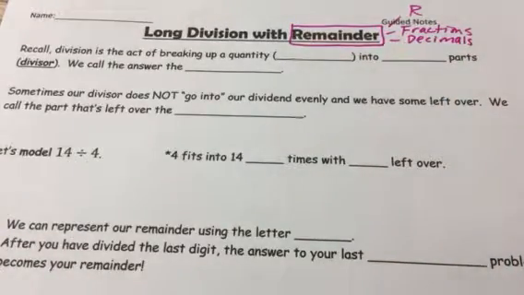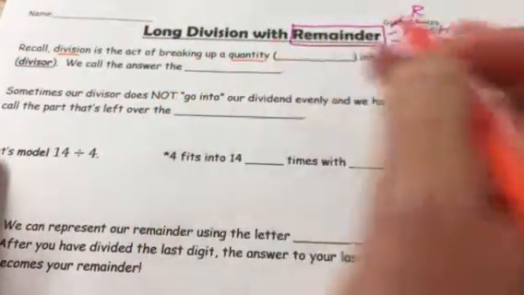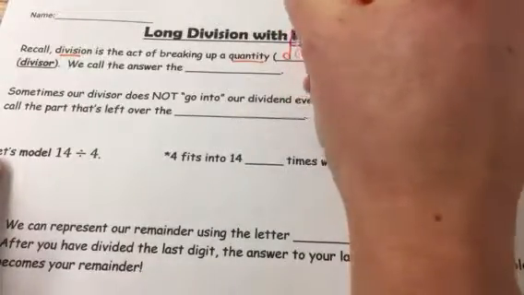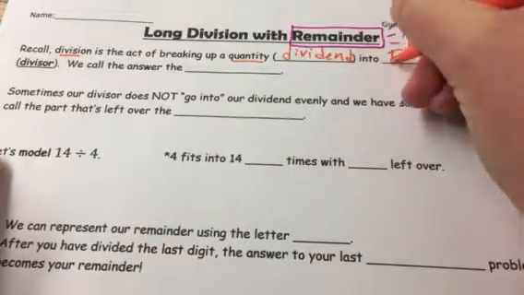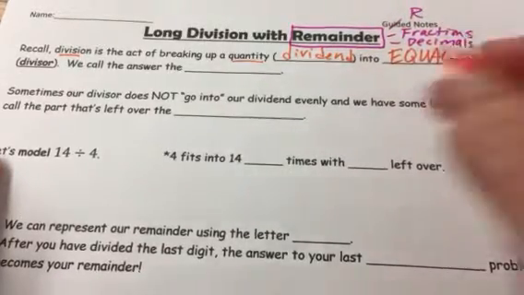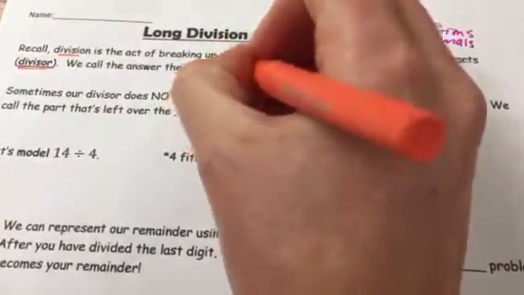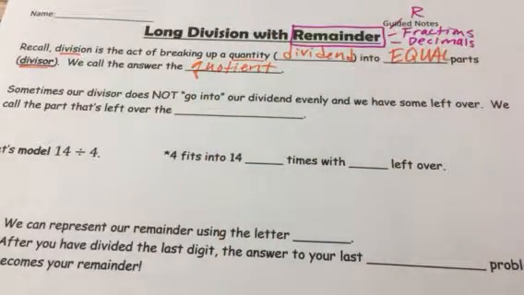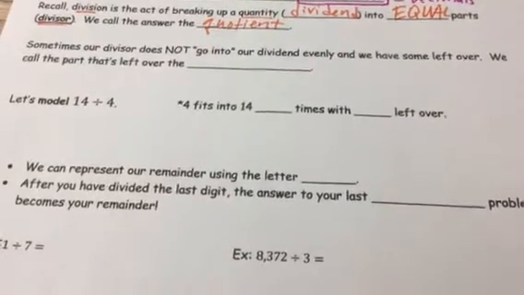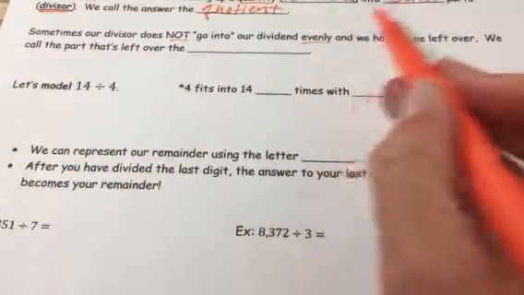So, let's review. Recall that division is the act of breaking up a quantity, and that quantity that's being broken up is called the dividend, into equal parts, and those equal parts are the divisor. We call the answer the quotient. Now, as you notice, we've been hearing those words a lot. That's because they're very important terms that you will certainly need to know for your unit test and just for math moving forward.